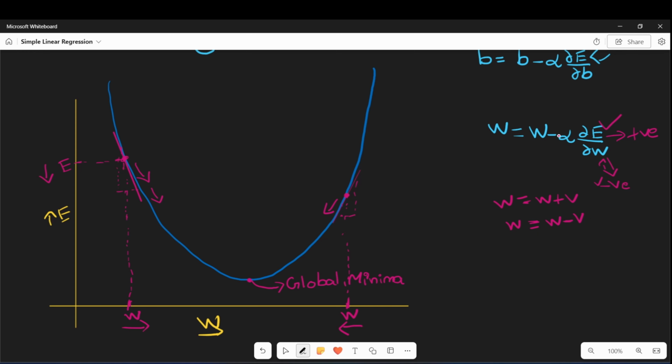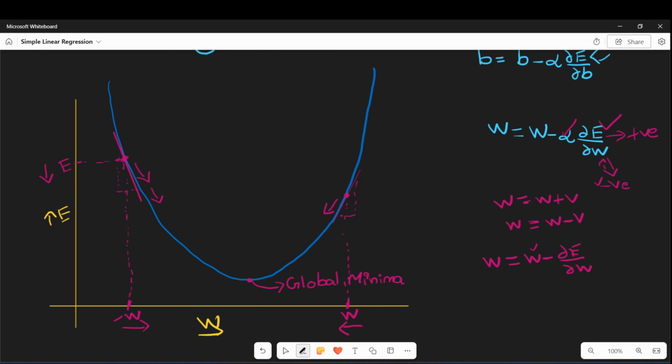Now we know when to move towards the right and when to move towards the left. Now what is this learning rate doing in this equation? This learning rate helps in controlling the movement of this point to reach the global minima in an optimal way. Let's say learning rate is not included in the equation. So the equation becomes W equal to W minus dou E by dou W. Now in general dou E by dou W will be a large value compared to this W value.